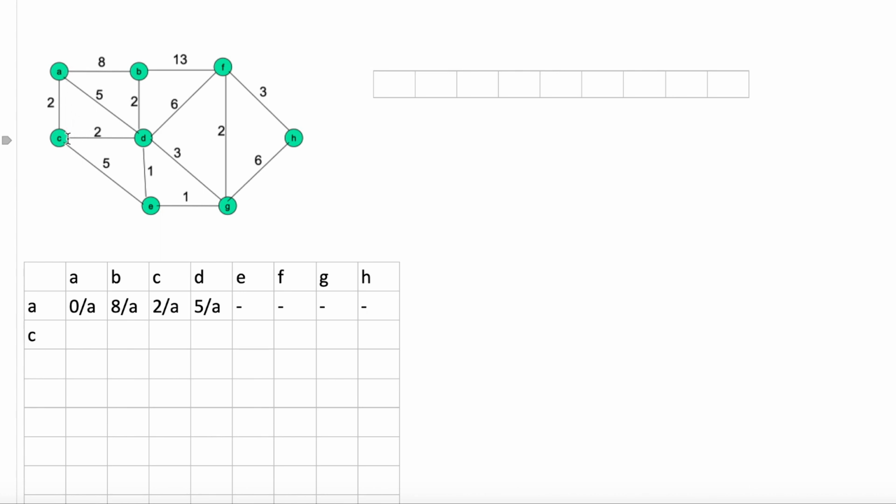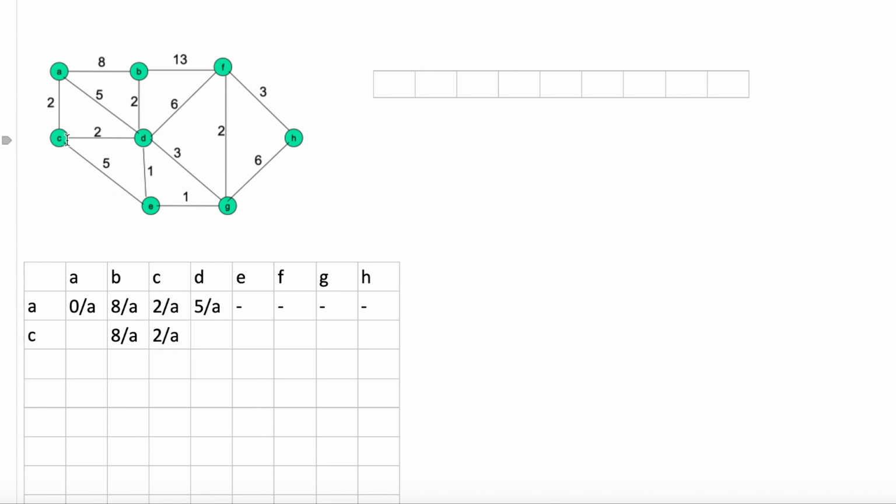C has no direct link to B, so it continues to be 8 and it is via A, so we don't change that value. And going from C to C is again 0, and C has a weight of 2 from previous, so 2 plus 0 is 2, and we are going via A, so we don't change that.